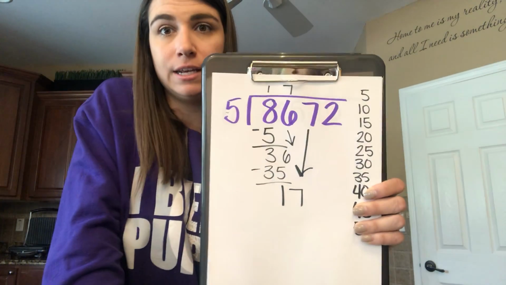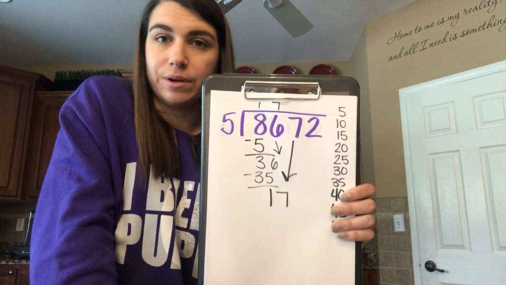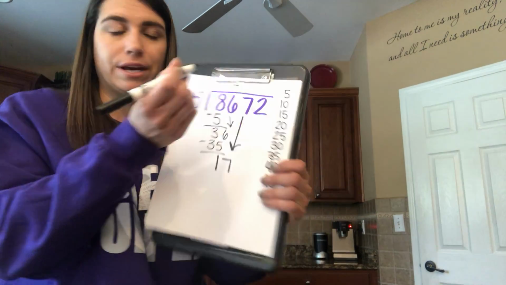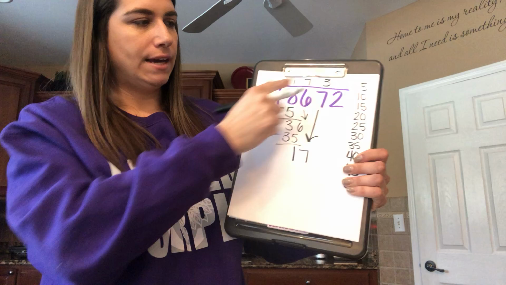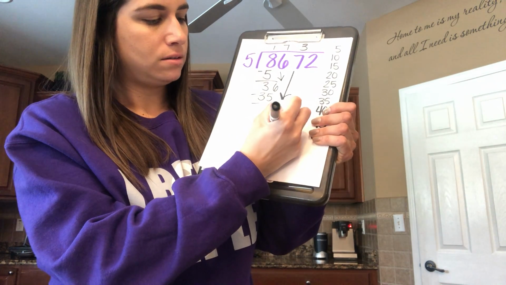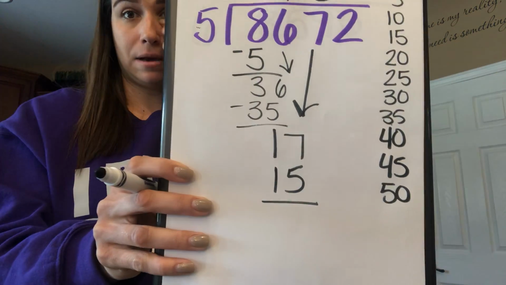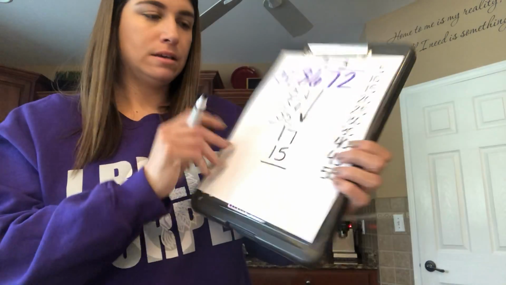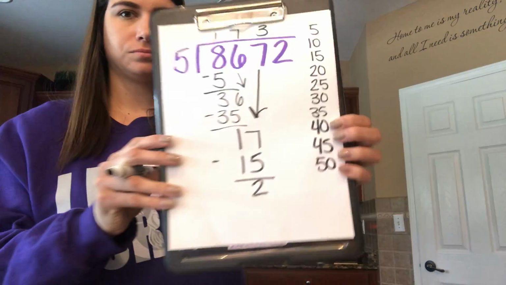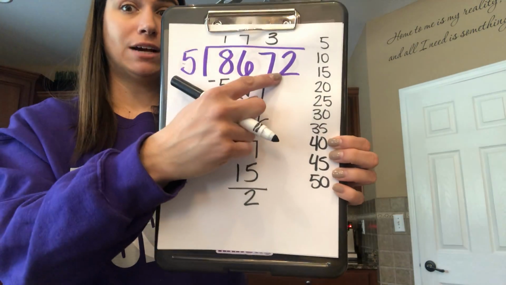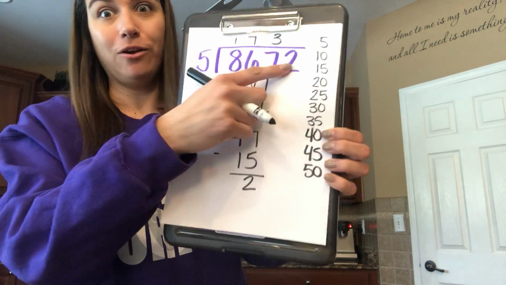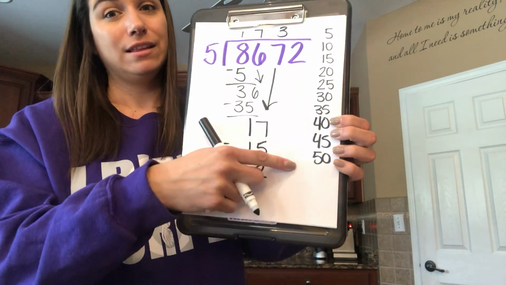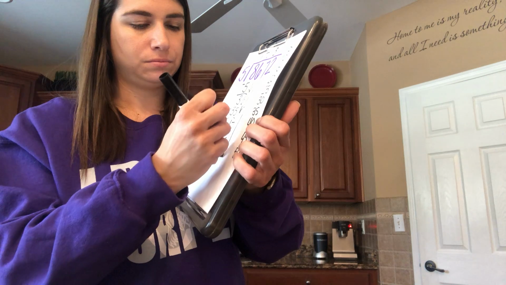So 17 divided by 5 is going to be 3. So I'm going to write the 3 at the top. 5 times 3 is 15. 17 minus 15 is 2. And then I have to bring down one more number because there was all the way in the thousands place. So I have to bring down the last one, which is 2.